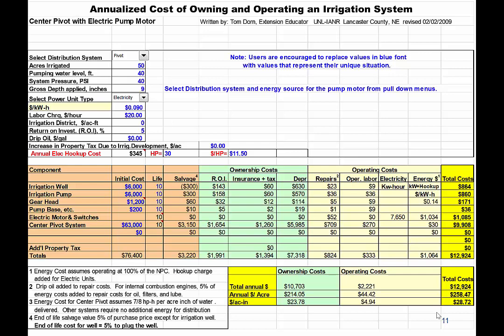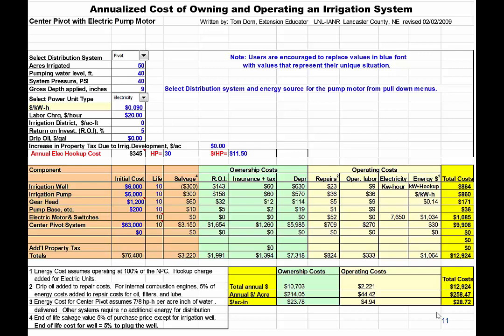Then we've got costs associated. We've got the cost of the well, the cost of the pump, the cost of the gearhead if it's a turbine, a pump base, and then the pivot itself. So in this scenario on a 50-acre system, we're looking at an initial investment of $76,000 to get this thing in turnkey in a shallow well scenario.